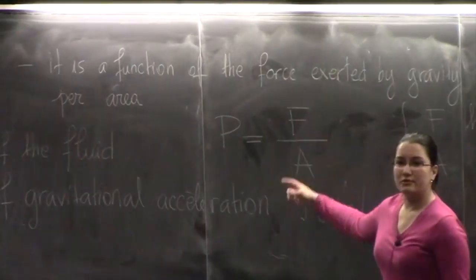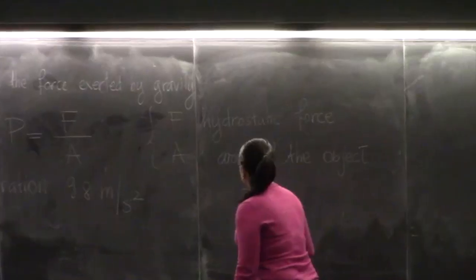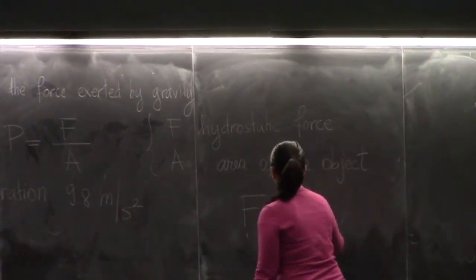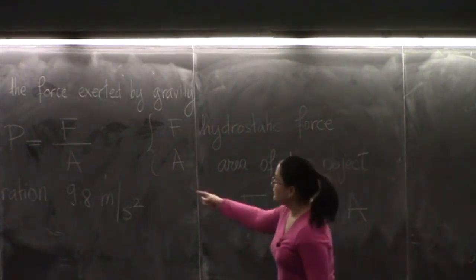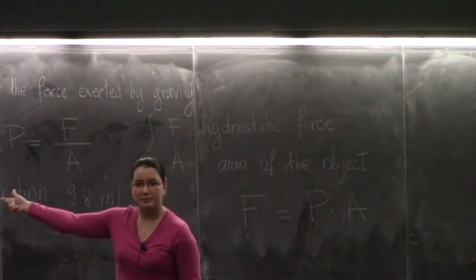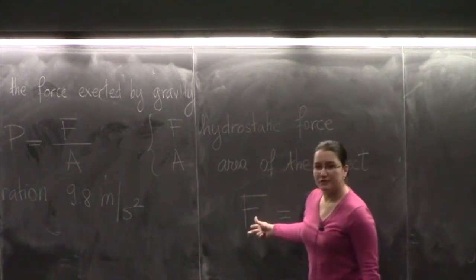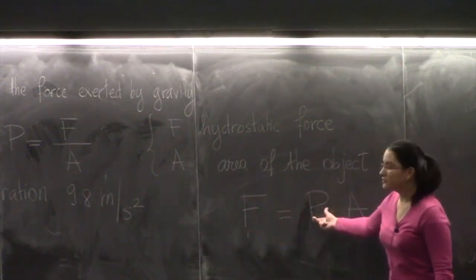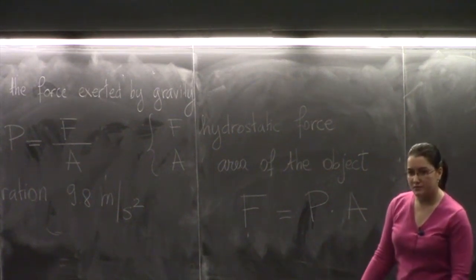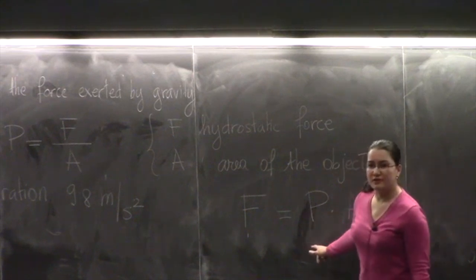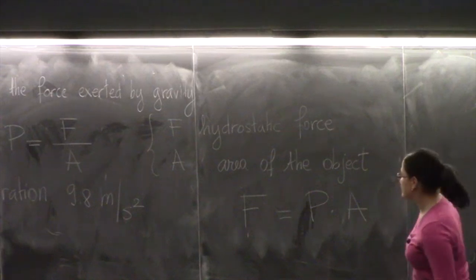And usually this formula, you see it presented in a different way. You see it as the hydrostatic force equal to the hydrostatic pressure times the area. Because technically, first we compute the hydrostatic pressure, which only depends on the depth, and then we compute the hydrostatic force, which depends on the pressure but also on the shape of the object that is submerged underwater.